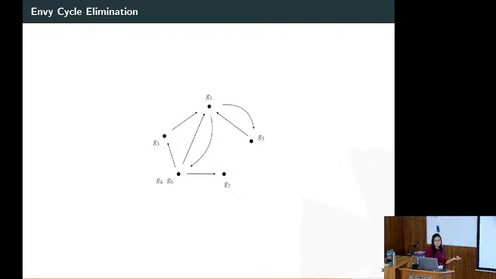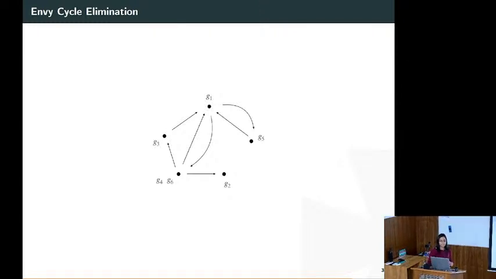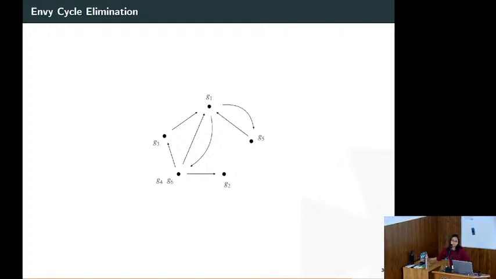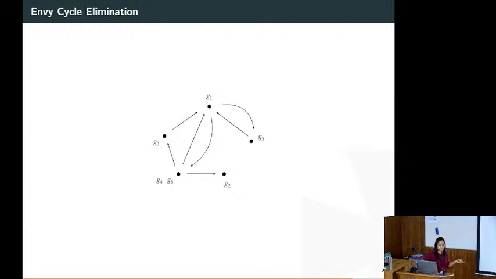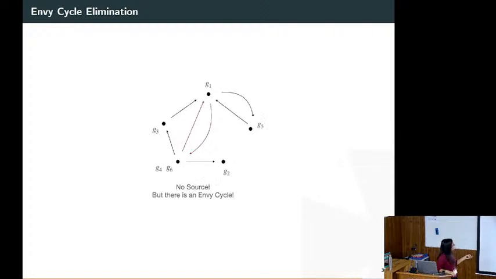Now is there a source in this graph? We can see that every vertex has an incoming edge, right? Okay, so what we do is, there is no source. What does that mean? Can you spot a cycle here? There are two cycles. So if there is no vertex which does not have any incoming edge, well, every vertex has an incoming edge, then you can surely find a cycle in this graph, right? So good. So you find an envy cycle, and what we do is we'll eliminate this cycle. How do we eliminate this cycle? What does the existence of this cycle mean? It means that this agent envies this agent, and this agent also envies this agent.